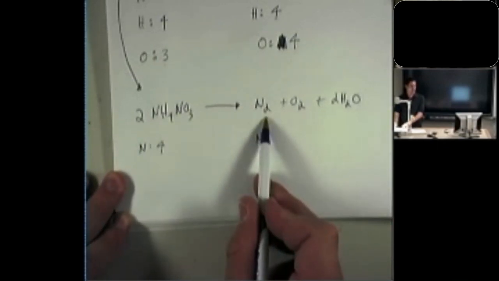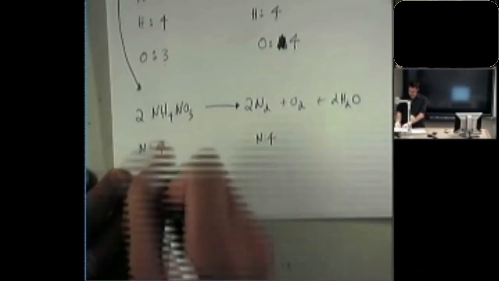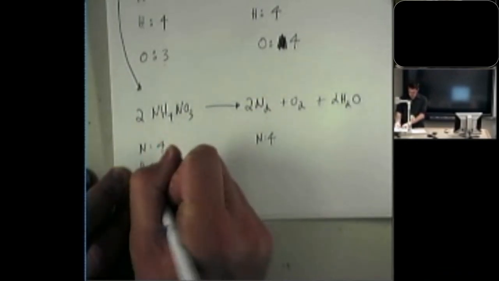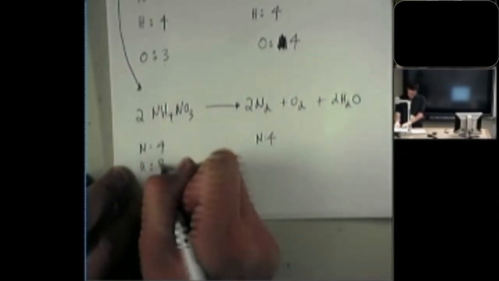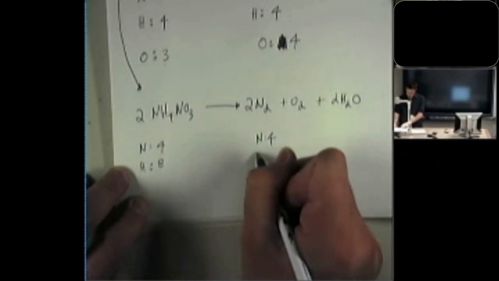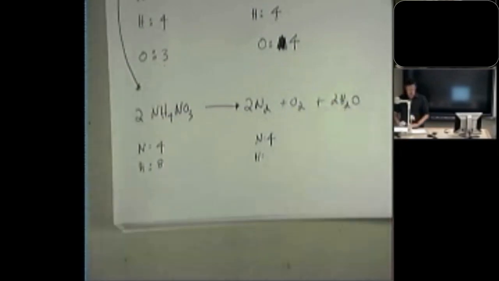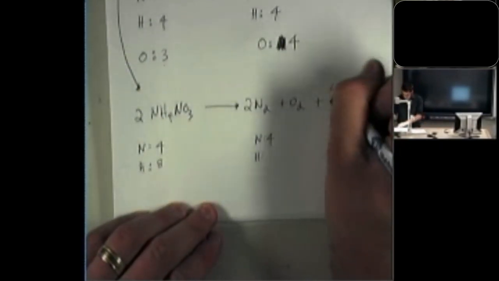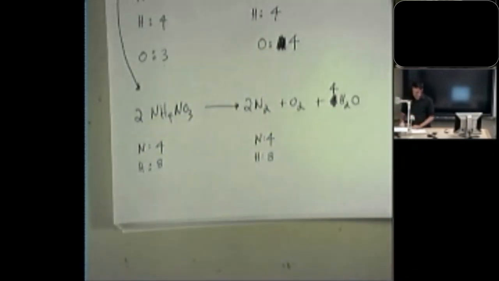Is there a way I can fix that? Now I have 4 nitrogens. My nitrogens are balanced. Hydrogen atoms, I've got 1, 2, 3, 4 times 2 is 8. 8 hydrogen atoms. On the right-hand side, I've got 1, 2, 3, 4. Is there any way I can fix that? Change the 2 to 4. So if I change that to a 4, now I have 8 hydrogen atoms.